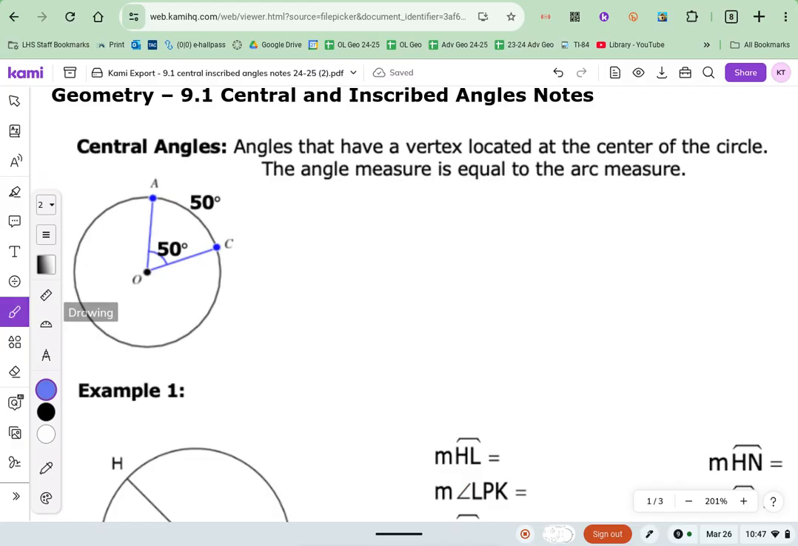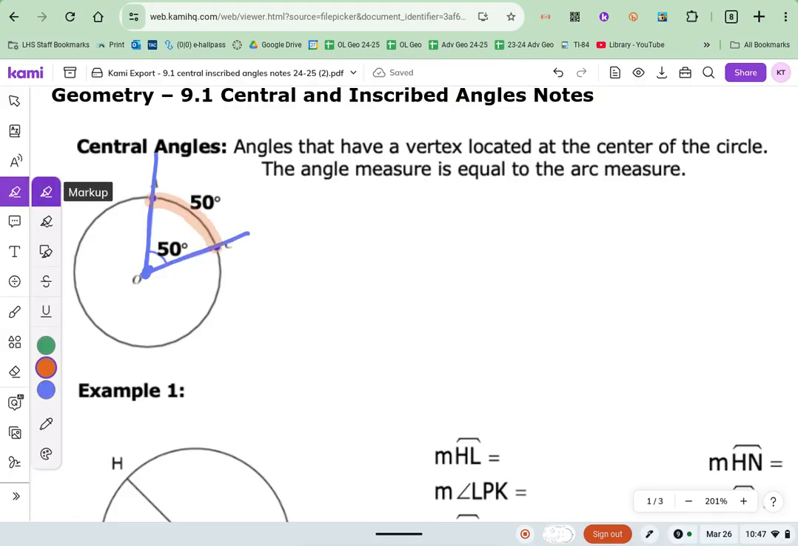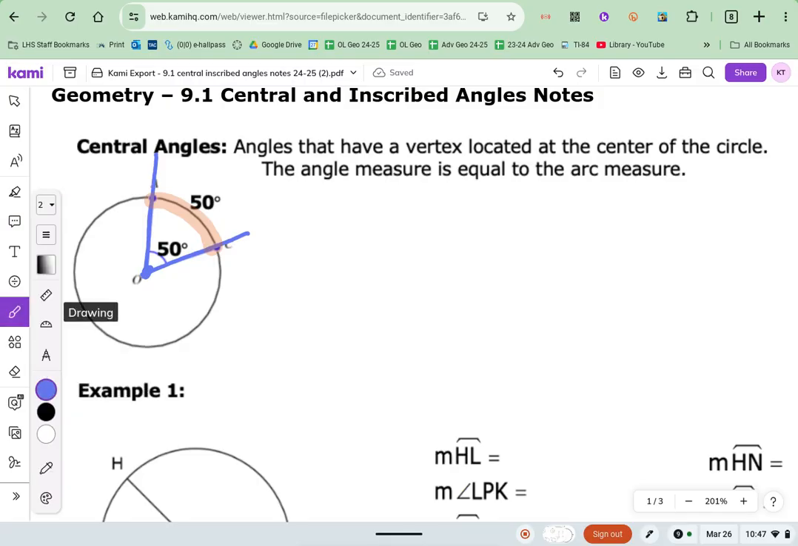So first up is central angles. These are the easiest ones because the central angle reaches its angle arms out and intercepts part of the circle. That's called the intercepted arc. And the degree measure of the arc is equal to the degree measure of the angle. So in this picture, since the angle is 50 degrees wide, this arc is also opening up 50 degrees wide. So central angles are the same.